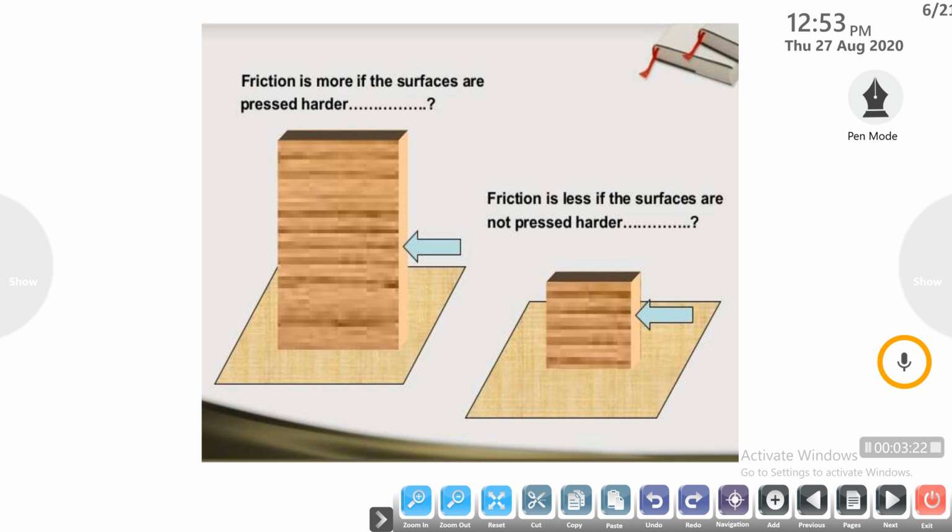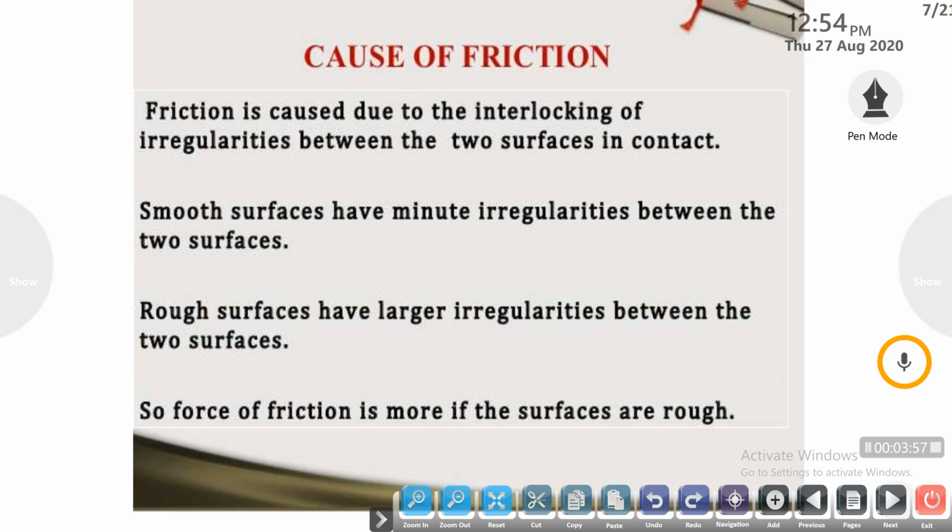Next, friction is more if the surfaces are pressed harder. This is a heavy box. If we slide this box over the surface, it is very difficult because the friction is more. But if we slide this lightweight box on the surface, it is comparatively easier because the weight of the box is low and the friction is comparatively very less. So friction is more if the surfaces are pressed harder, and less if the surfaces are not pressed harder.